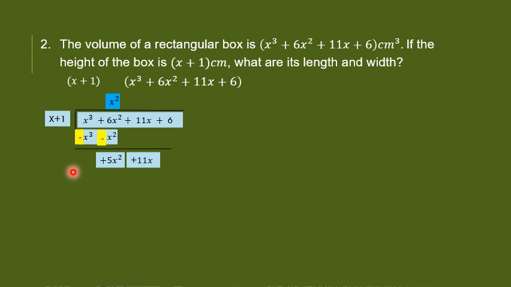Then bring down 11x. Then divide 5x squared by x. We have the 5x. Again, we subtract the exponent. The remaining is 5, and then we have here the x. So next, multiply 5x times x, 5x squared, then 5x times 1, that is 5x. Change the sign. So we cancel the 5x squared again here, and then subtract, this is 6x, then bring down 6.